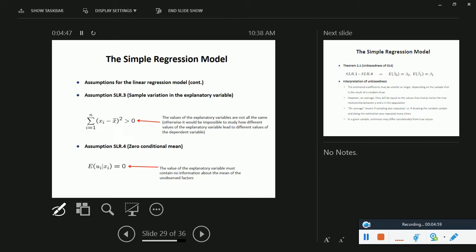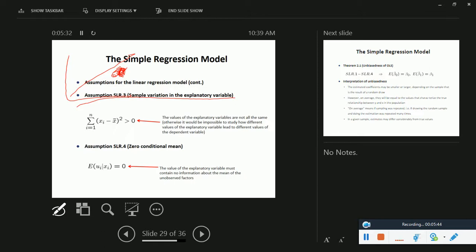And I cannot model it if everyone is getting the same score. Let's say all the points will be clustered here. Then can I form a best fit line? No, right? So there should be variation in the explanatory variable, right? The values of the explanatory variables are not all the same. Otherwise, it would be impossible to study how different values of the explanatory variable lead to different values of the dependent variable.